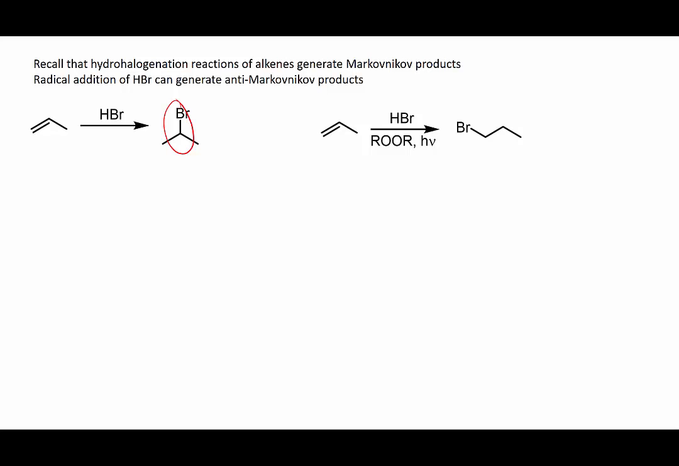So instead of using standard HBr, we'll also include a peroxide, which is a radical initiator, and light. This will generate our anti-Markovnikov product, where the bromine is found at the least substituted carbon.